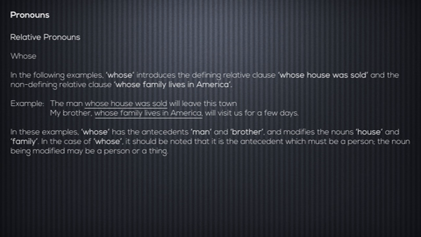In the case of whose, it should be noted that it is the antecedent which must be a person. The noun being modified may be a person or a thing.